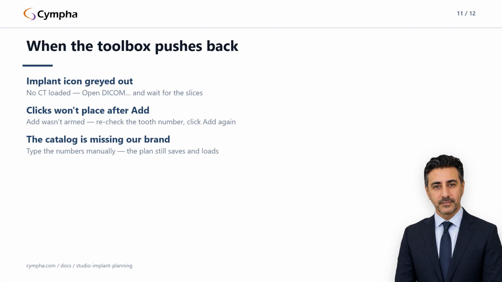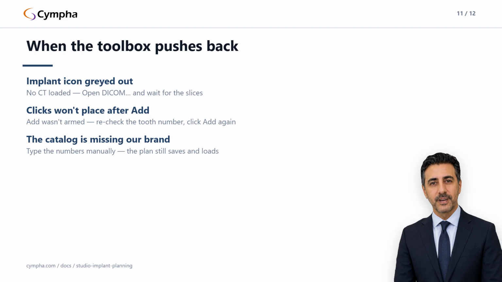And the second three, which are all really about state: what Studio thinks is currently true. Cloud export and import buttons grayed out. Those write to your Cympha cloud, so they need a signed-in Cympha account. If you can't sign in on this machine, that's fine. Use Export Local and share the plan file directly. Nothing about the plan itself is diminished.